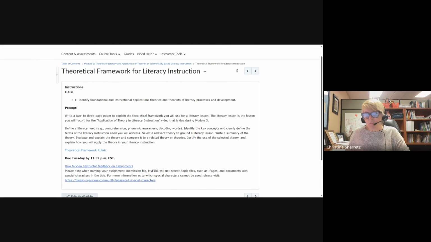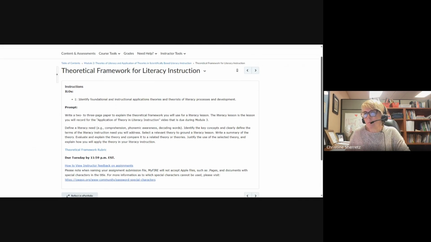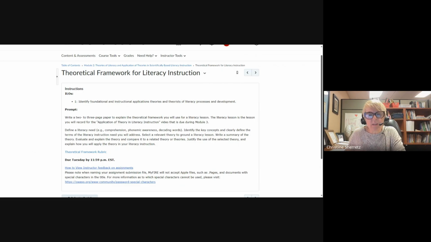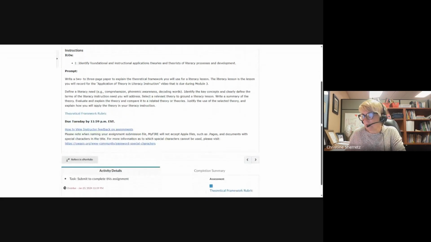Your assignment this week is to write a 2 to 3 page paper explaining the theoretical framework that you are going to be using in Module 3. Sorry about that. So you'll be defining the literacy needs. So let's say that you are doing a comprehension lesson. Then you would need to explain the literacy theory behind that. And then you're going to be teaching that lesson. But your theoretical framework paper is, like I said, a 2 to 3 page paper that does not count the title or the references. And in that, you're going to explain that theory.